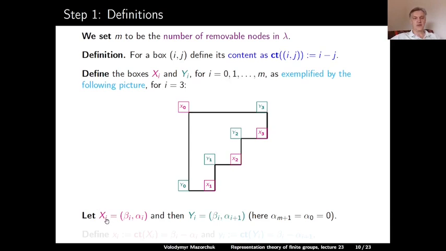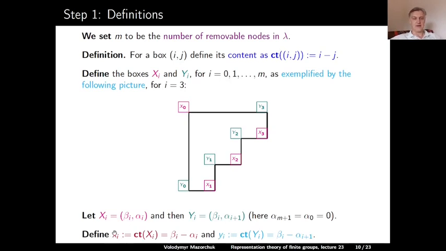Assume that the coordinate of the box X_i is (beta_i, alpha_i), and then we have that the coordinate of Y_i is exactly (beta_i, alpha_{i+1}). So Y_i is in the same column as X_i and is in the same row as X_{i+1}. Here we use the cyclic notation that alpha_{m+1} is equal to alpha_0, which is 0. So this is the coordinate of the X_0 box. X_0 is in the zeroth row and in the zeroth column.